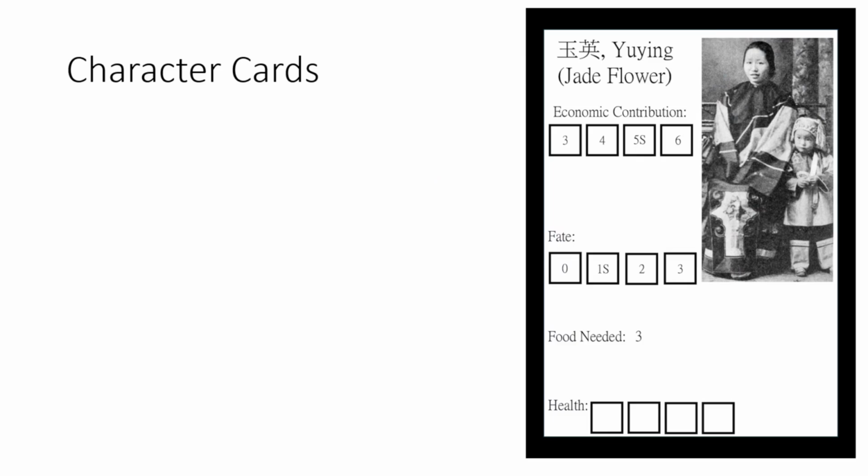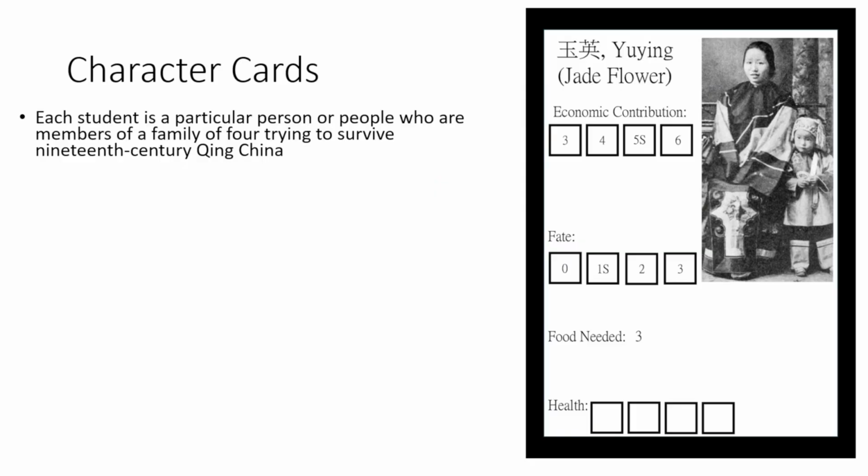To play this game, you're going to need character cards. Each student will play a particular person or people who are members of a family of 4 trying to survive 19th century Qing China. Some of you might play 2 people. Ideally, there will be groups of 4, but if you need some groups of 2 or 3, that's fine. Some people will play multiple characters, so you want to make sure that you know who you are playing. The instructor should feel free to pause this video at any time in order to hand out materials or to answer student questions.